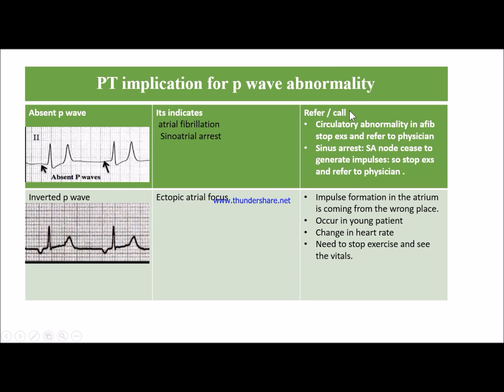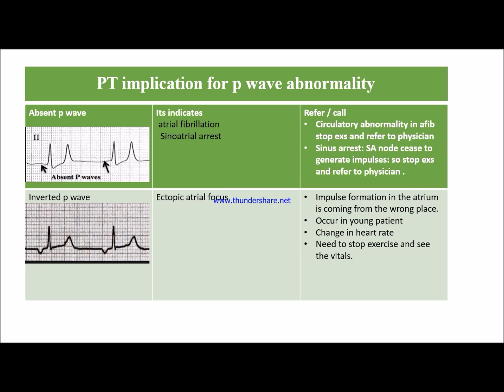So let's see. If there is a circulatory problem, like a blood circulation problem, there will be atrial fibrillation. So if there is atrial fibrillation, the oxygen demand is more and the oxygen consumption is more, and the patient is not able to meet the oxygen demand. For that reason, there will be atrial fibrillation and the heart will try to catch the beat. At that time, we need to stop the exercise, refer them to the physician and call 911 immediately, because if the patient goes into atrial fibrillation, it may be life-threatening for them.